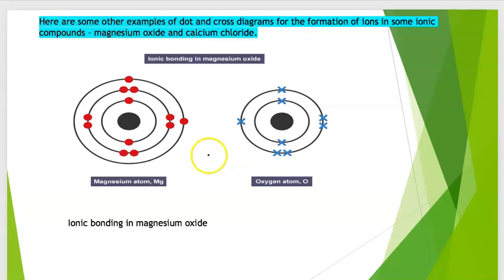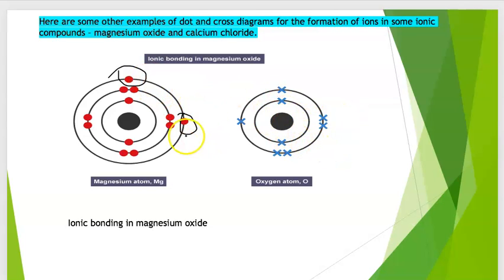Now let's look at other examples here. Here we've got magnesium oxide. We've got the atoms. The first step, you write the atoms. We've got the atoms here. You can see that magnesium has what? 2 outer electrons that can be transferred, donated. However, oxygen has 6 electrons in its outer shell. It needs 2 electrons to complete it. So oxygen will take those 2 electrons from magnesium in order to complete it.